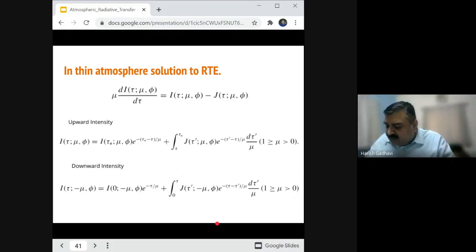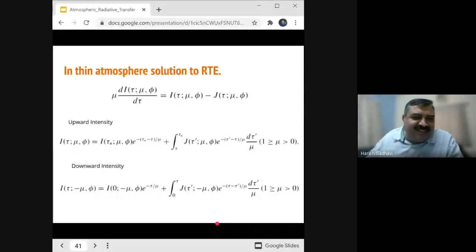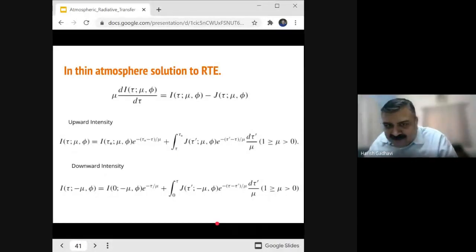Just give me 1 second. I'm just writing down something about the exercise that I've given you, because I keep on forgetting what exercises I have given to you. So you have to find the solution to the radiative transfer for plane parallel atmosphere.